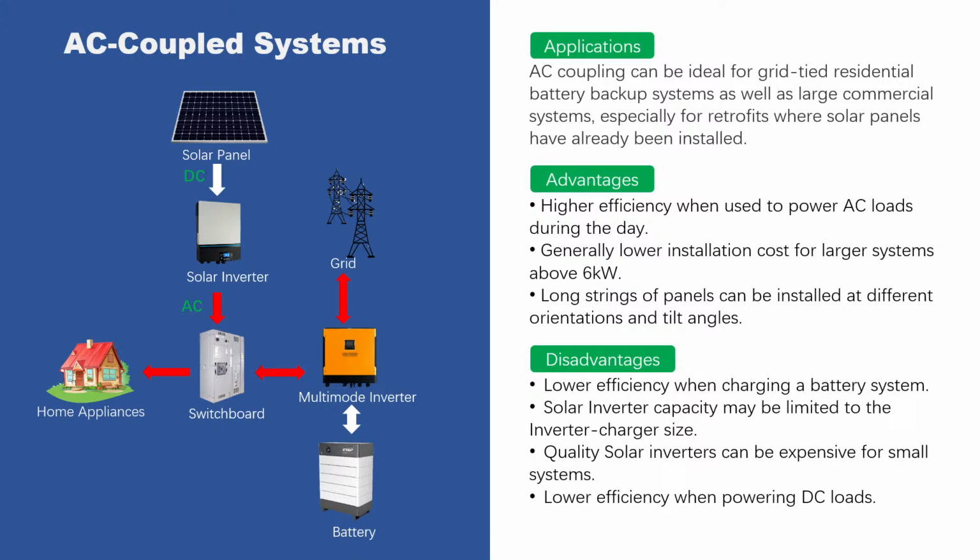However, AC-coupled systems can be much more convenient for retrofits in which customers want to add batteries to existing residential grid-tied solar systems. One only needs to purchase an additional battery-based inverter to connect the batteries. Because of the ease of installation, AC coupling can be ideal for grid-tied residential battery backup systems as well as large commercial systems, especially for retrofits where solar panels have already been installed. These are some advantages of AC-coupled systems.